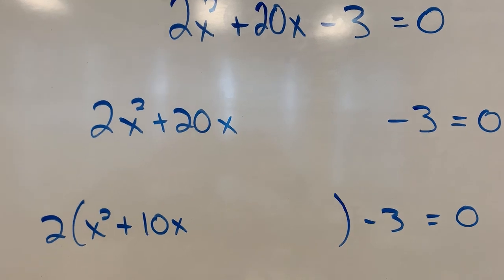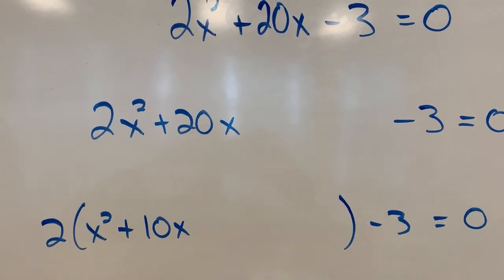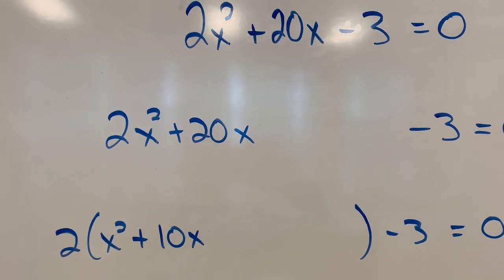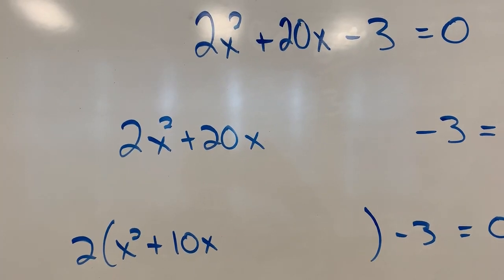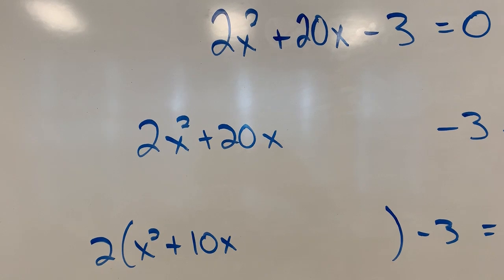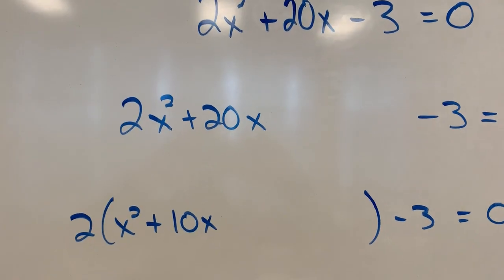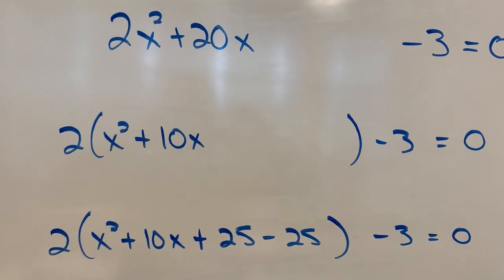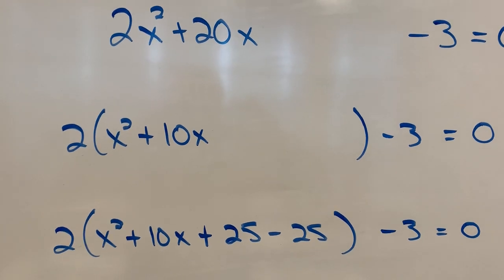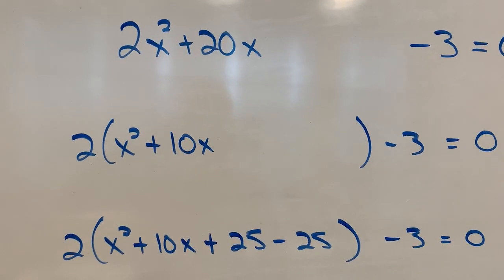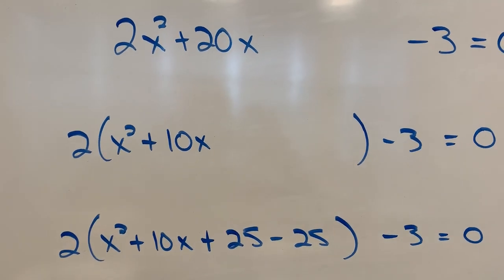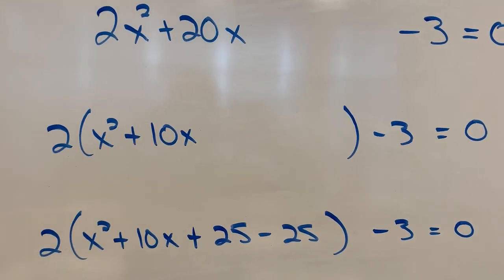Now I want to say, in those brackets, what would I need to make that a perfect square? And the answer is half of 10, squared. So half of 10 is 5, 5 times 5 is 25. If I had a plus 25 in there, I'd have a perfect square. So what do I do? I invent one, I create one. I put a plus 25 in there, but just so that I don't change the value of anything, I also put a minus 25 in there, because 25 minus 25 is 0. I haven't changed the value of my equation.